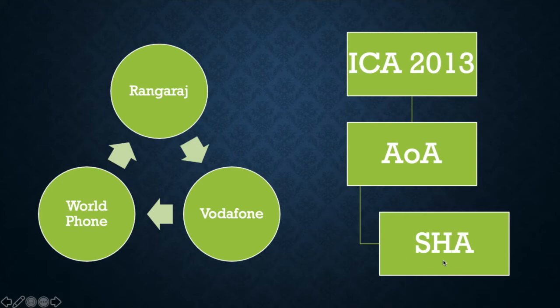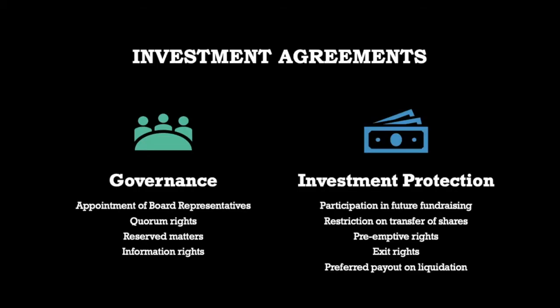Now, as part of an ongoing research project, what we've done is we have looked at about 158 Articles of Association, and coming out of those 158 Articles of Association, we've figured out that investor rights can be broadly categorized into two. The first is governance rights or internal control rights. These are four in number. First, that the investor should have the right to appoint a board representative. Investor should have quorum rights, reserved matters, and information rights.